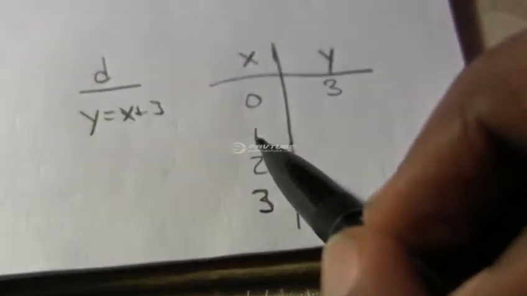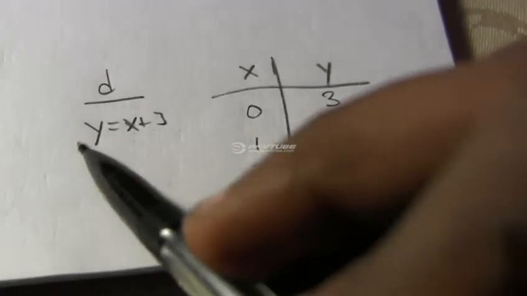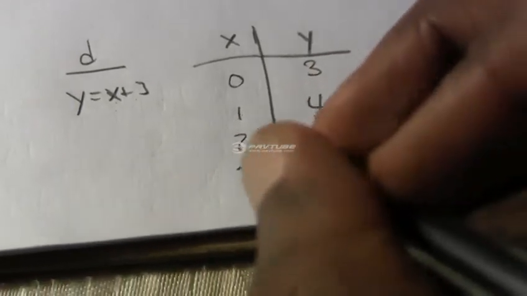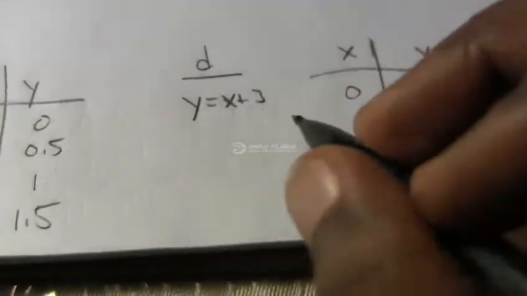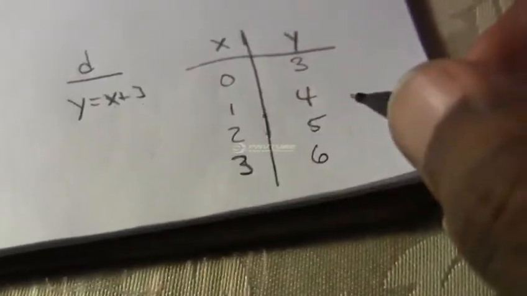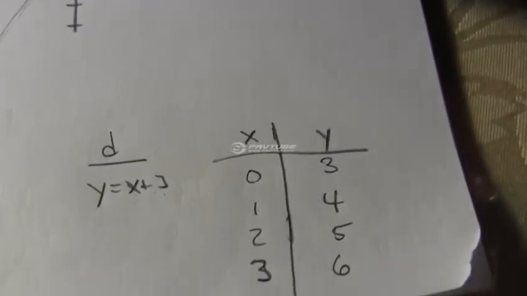Same thing here. When x is equal to 1, 1 plus 3 is 4. Okay, 2 plus 3 is 5. 3 plus 3 is 6. Okay, interesting.